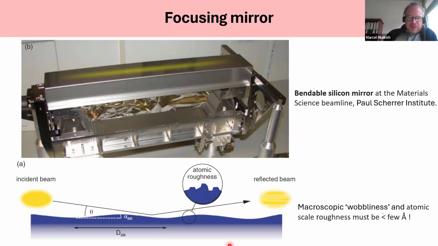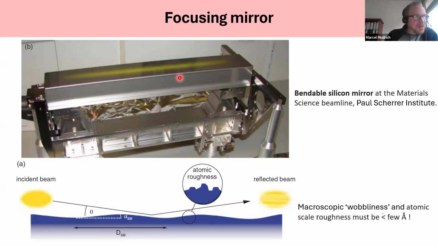Just a word on surface roughness. Since the wavelength is so short, we are talking about angstrom wavelength of the light, the surface roughness has to be extremely small. Both macroscopic wobbliness, like bumps on the surface, and also the atomic roughness really have to be controlled on a level of just a few angstrom. So this makes the polishing and the finishing of the surfaces of these mirrors extremely challenging and very expensive. So these X-ray mirrors are extremely expensive.